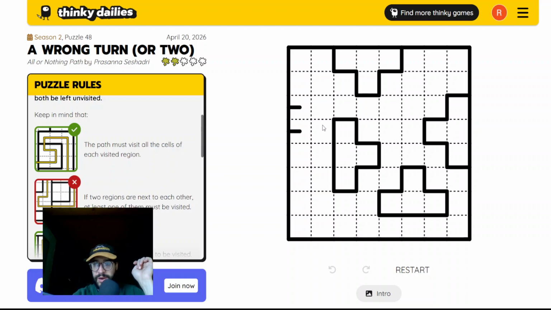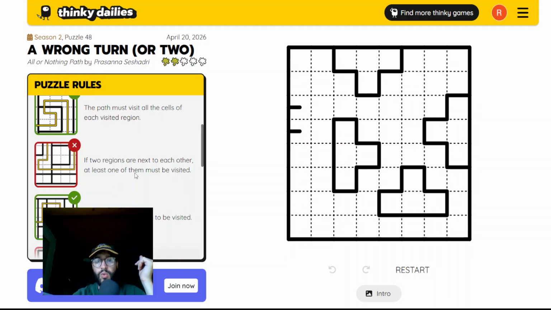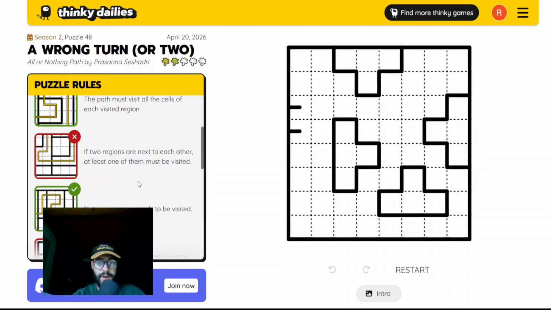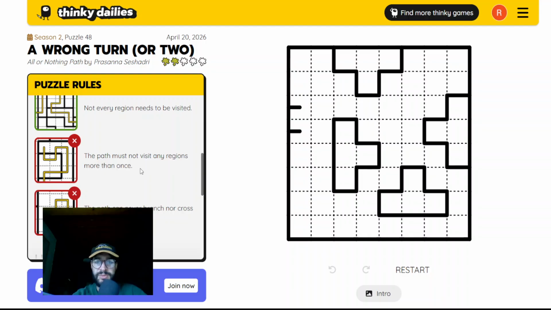Okay. And here we have 1, 2, 3, 4, 5 regions, and we are definitely visiting this one. If 2 regions are next to each other, at least one of them must be visited. In this case, if we visit the big region, that's it. Not every region needs to be visited. There we go. And the path must not visit any region more than once. Okay, so once we enter, that's it.